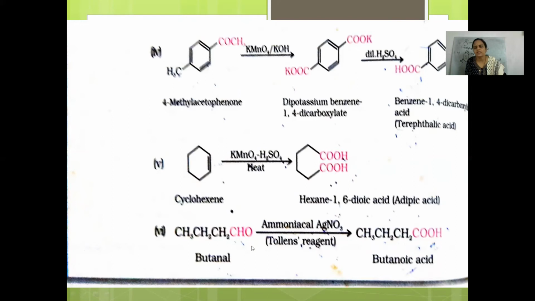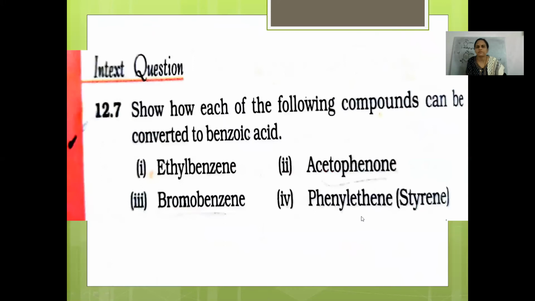So it's an aldehyde, you can use an oxidizing agent, and the oxidizing agent which you can use is Tollens reagent, that is ammoniacal silver nitrate, and it results in giving you butanoic acid there. So butanal can be converted to butanoic acid on treatment with ammoniacal silver nitrate solution.